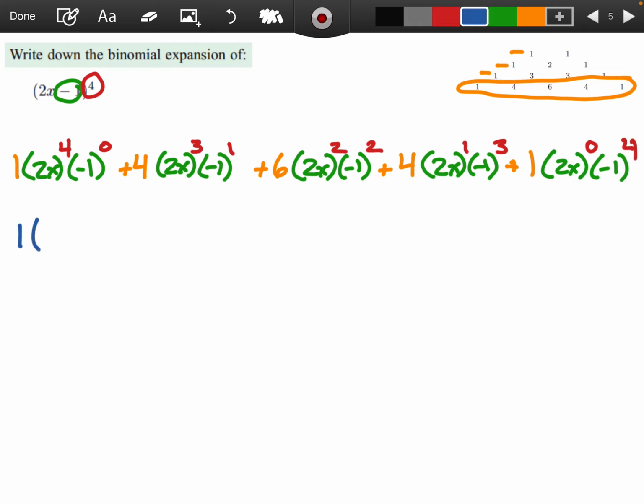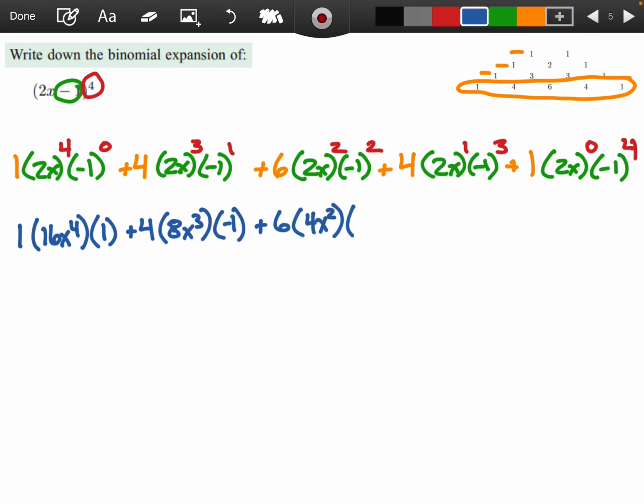Okay, next step, solve out all of the exponents. So we've got our 1, 2x to the power of 4, 16x to the power of 4, negative 1 to the power of 0, 1, plus 4, 2x to the power of 3 is going to give me 8x cubed, negative 1 to the power of 1, negative 1, plus 6, and that's going to give me 4x squared, negative 1 to the power of 2 is 1, plus 4, that gives me 2x, negative 1 to the power of 3 is negative 1, plus 1, anything to the power of 0 is 1, and then a 1 to finish.